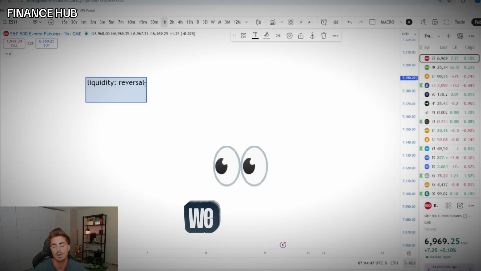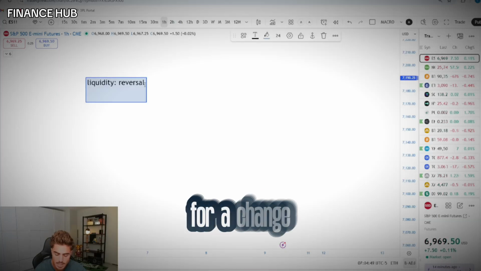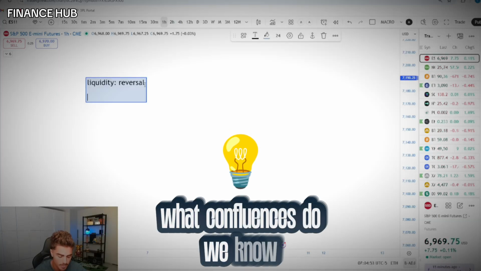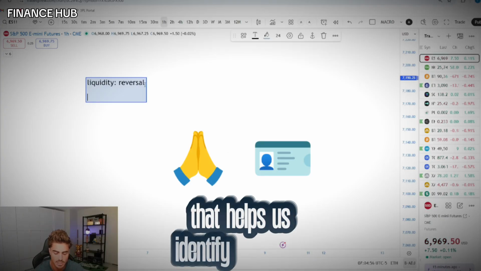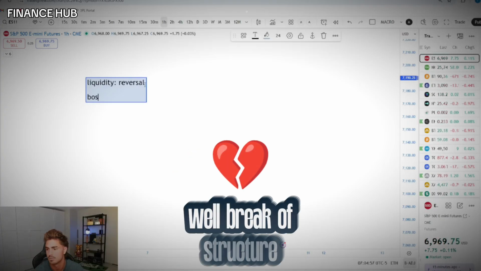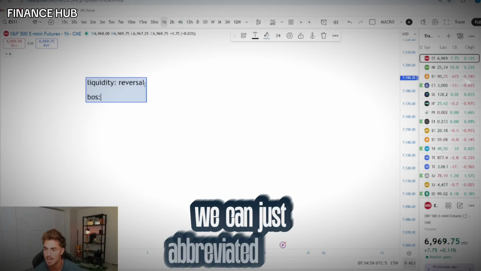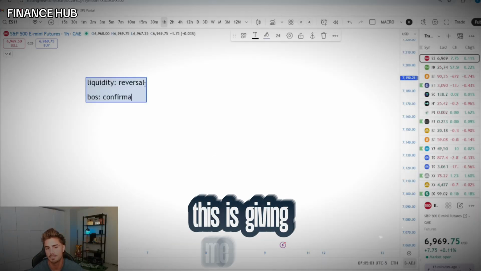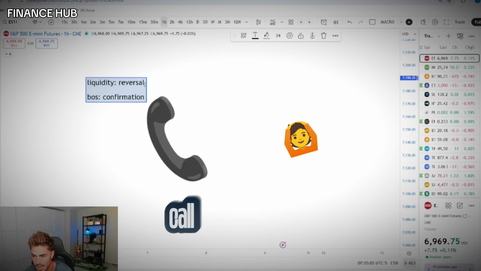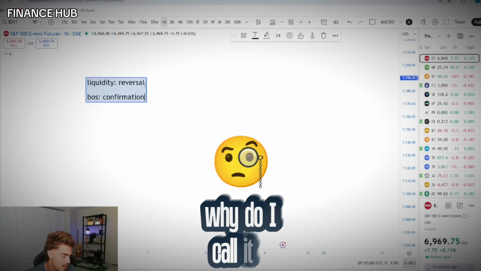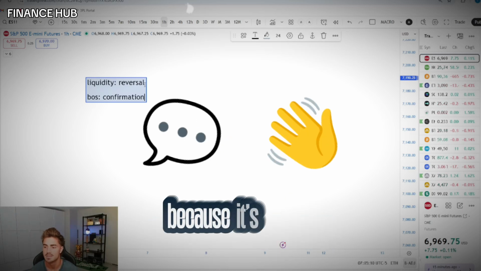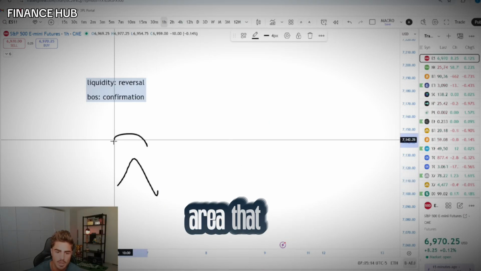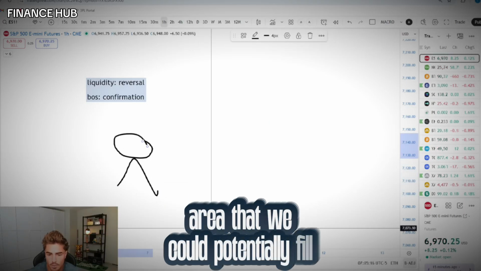From there, we are going to be looking for a change in trend. So far, what confluences do we know or have we learned that helps us identify a change in trend? Well, break of structure, or we can just abbreviate it to BOS. Break of structure, for me, I call a confirmation confluence. Why do I call it a confirmation confluence? Because it's saying, hey, we pushed above an area that we could potentially fill orders at.